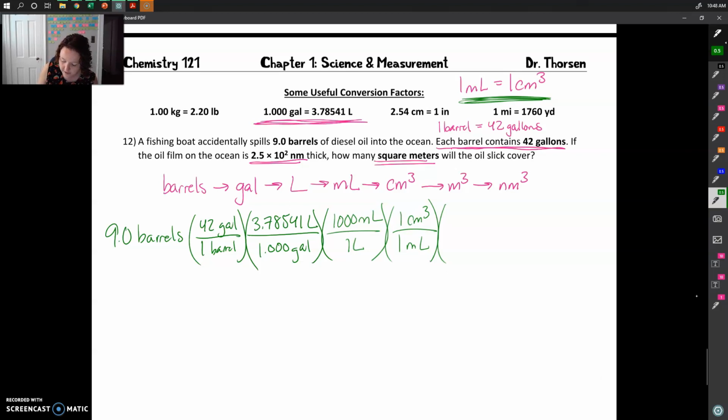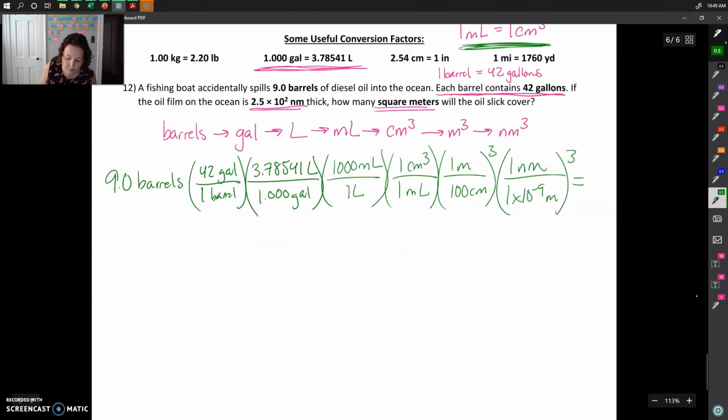So the conversion factor I'm going to use next relates centimeters to meters. We know that there's 100 centimeters in a meter, but that is not centimeters cubed. So in order to take care of the cube, I need to cube this entire conversion factor. So I have 1 meter over 100 centimeters, and that whole thing is going to be cubed. Same thing for going from meters into nanometers. I know that 1 nanometer is equal to 1 times 10 to the 9th meters, and I'm going to cube that whole thing. Now, when I go to type this into my calculator, I'm going to talk through this.